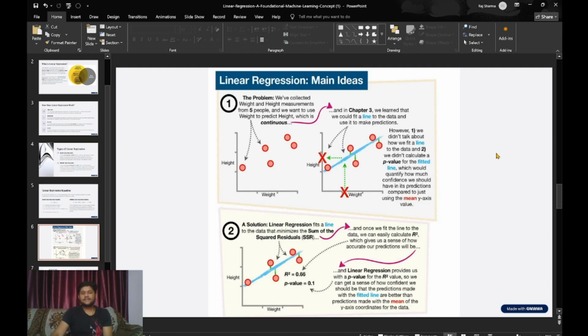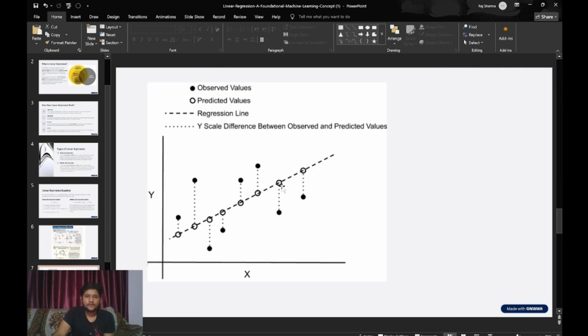So, as I told you, we'll just collect the data, plot the data. We'll draw a line. We'll try to fit the line to the points as close and as good as possible. And how will we do that? We'll do that with various things. Basically, our main target is to minimize the error. What is the error? Error is the difference between the predicted value and the original value.